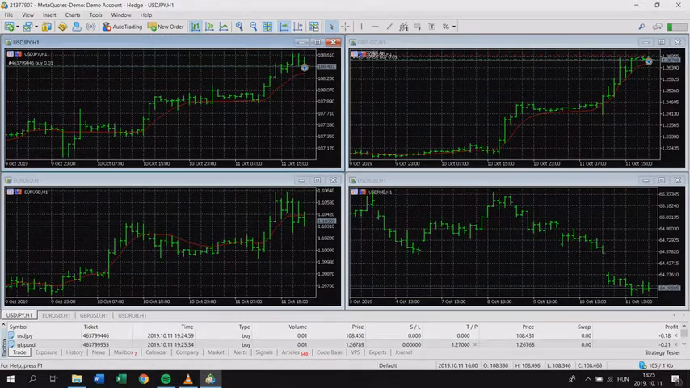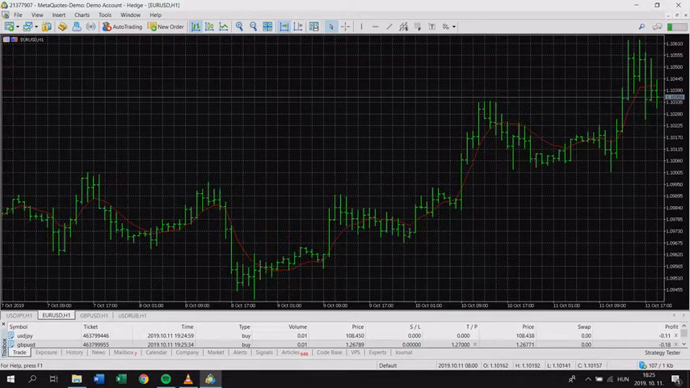Now let's look at the euro and the US dollar. Trading the Euro-USD currency pair is also known as trading the euro. The Euro-USD pair has become the most widely traded pair in the world because it represents a combination of the two biggest economies in the world.